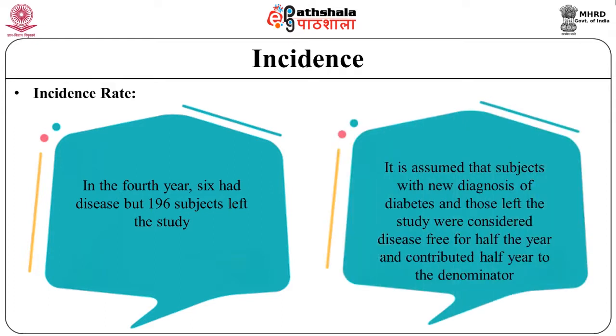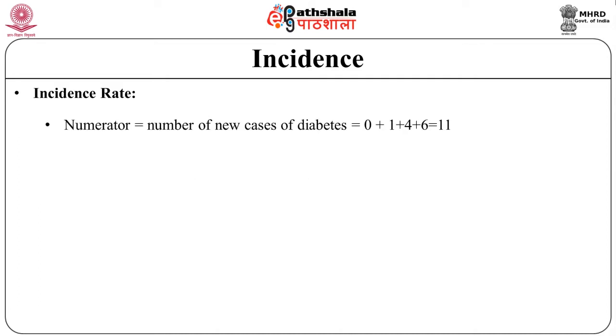It is assumed that the subjects with a new diagnosis of diabetes and those who left the study were considered disease-free for half the year and contributed half a year to the denominator. Numerator is equal to the number of new cases of diabetes, which is 0 plus 1 plus 4 plus 6, equal to 11.